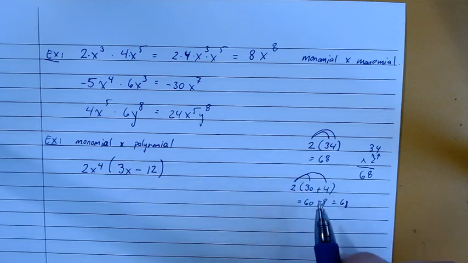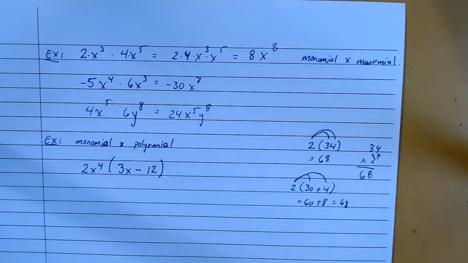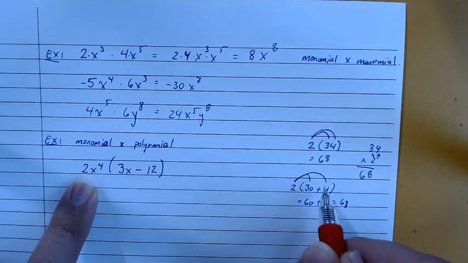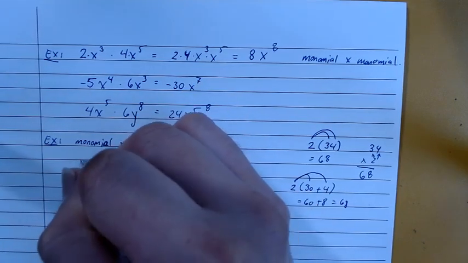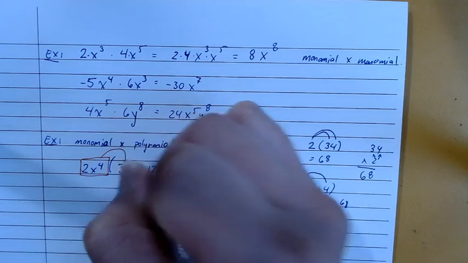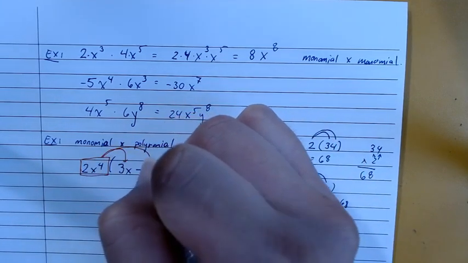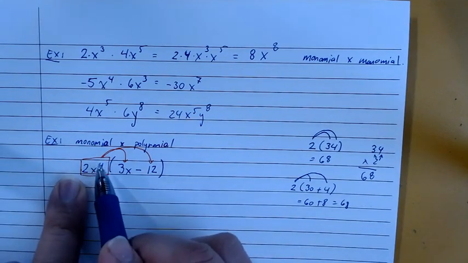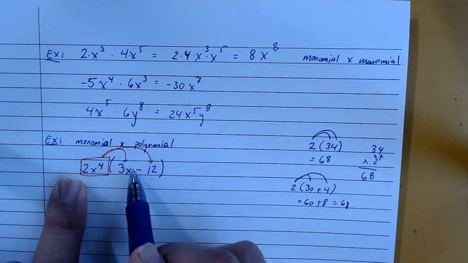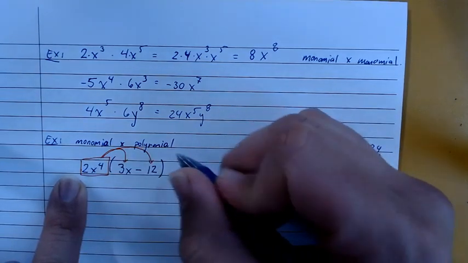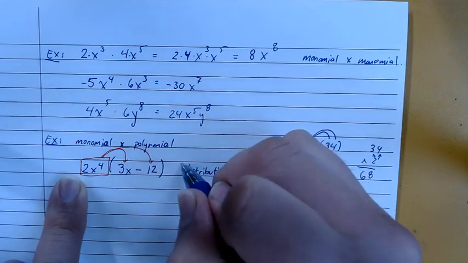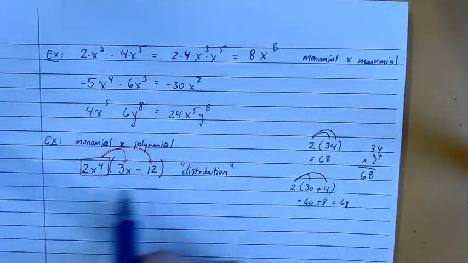This is the way we want to think about it for the purposes of these kinds of problems, because it'll maintain the same pattern. The way we do this is we're going to take this monomial, and just like we took this 2 and multiplied it into the 30 and then multiplied it into the 4, we're going to take this monomial, the 2x to the power 4, and we're going to multiply it times the 3x, and then we're going to multiply it times the negative 12. This process of taking a number or an expression and multiplying it times several different terms of a polynomial is called distribution. It's how we multiply with polynomials.